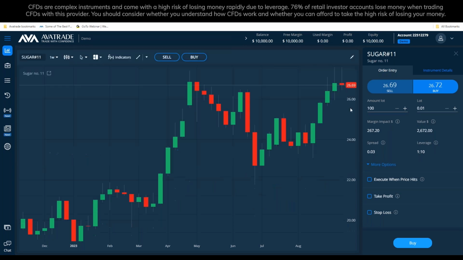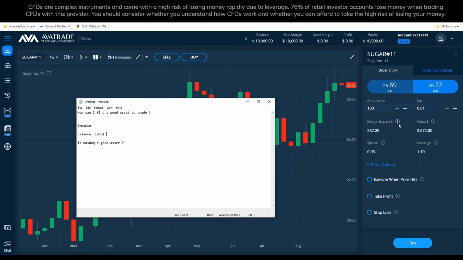See, sugar is an example. I won't be able to trade it with 100, but with 1,000, maybe 26%, maybe again, but with 10,000, definitely, no problem. If I have 10,000 and I want to trade something that costs 267 margin, I should be able to handle it.